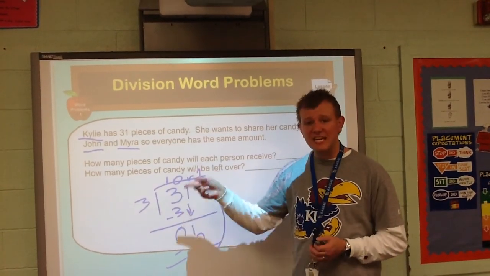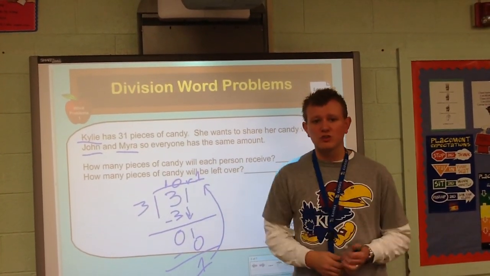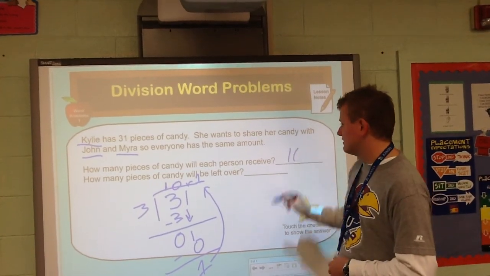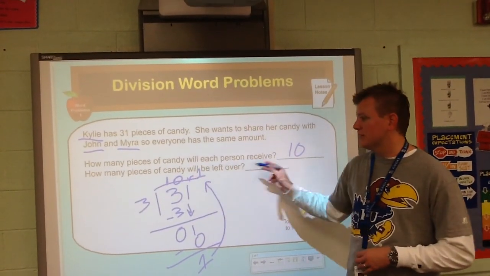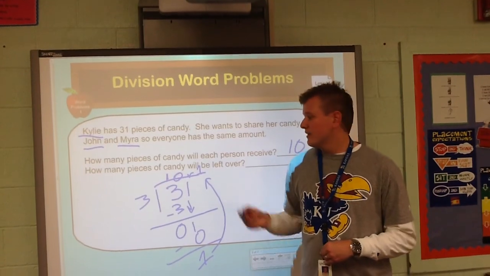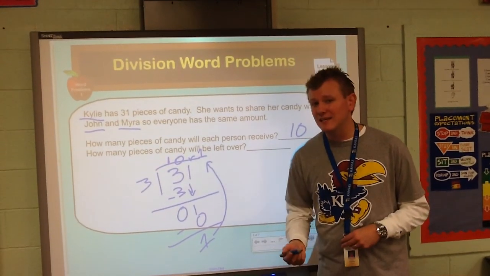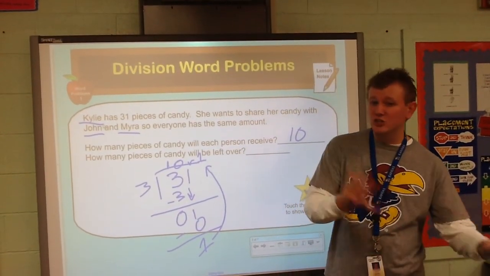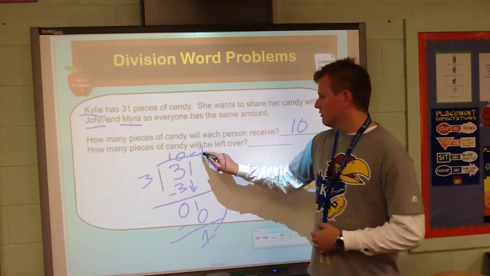Well, it looks like they'll each get 10 pieces, right? If you divvied it up between 3 people, they each get 10 pieces. And when it says how many pieces of candy will be left over, well, think about that. How many pieces of candy will be remaining, left over, remainder? How many pieces will be left over? We have a remainder of 1.